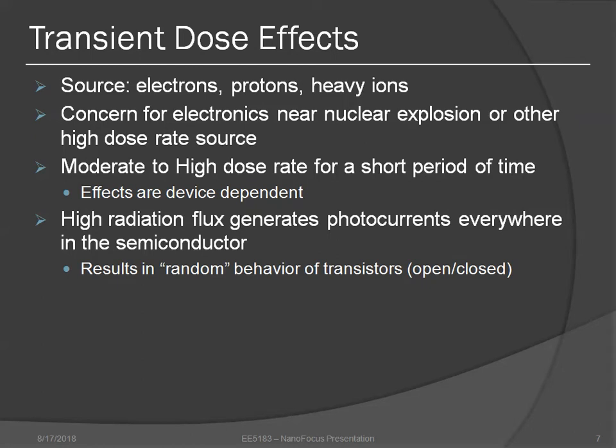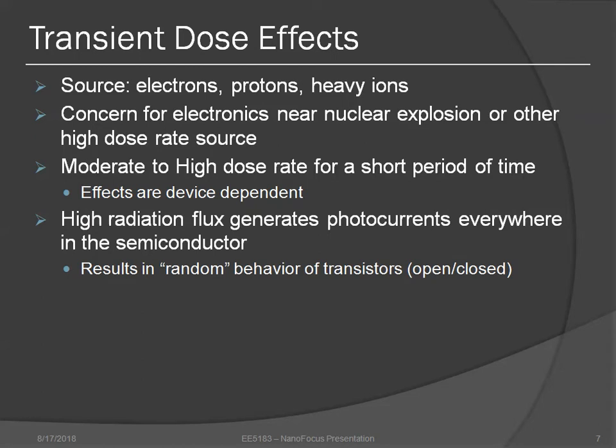incident radiation. The flux is high dose rate, and the high radiation flux generates photocurrents any and everywhere in the semiconductor, which effects can vary widely depending on the device irradiated. It can cause random behavior in transistors, causing some to briefly open and others to briefly close for a short time. You can see how that could be a problem for things like half bridges on a switch node power supply, safety circuits, and most logic devices, among many other things.